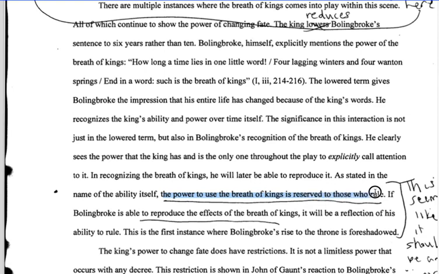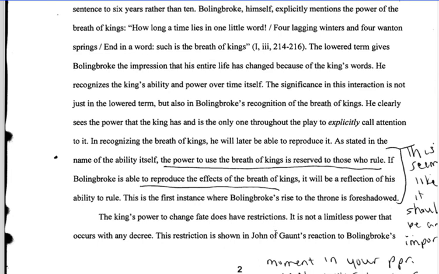As stated in the name of the ability itself, the power to use the breath of kings is reserved to those who rule. If Bolingbroke is able to reproduce the effects of the breath of kings, it will be a reflection of his ability to rule. Notice what the student has done, right? The student uses this to say this is an example of foreshadowing, of Bolingbroke's rise to the throne being foreshadowed. The student has used this moment where Bolingbroke has invoked the breath of kings to make a statement about Bolingbroke's worthiness to himself become king later on. It's really nice analysis.